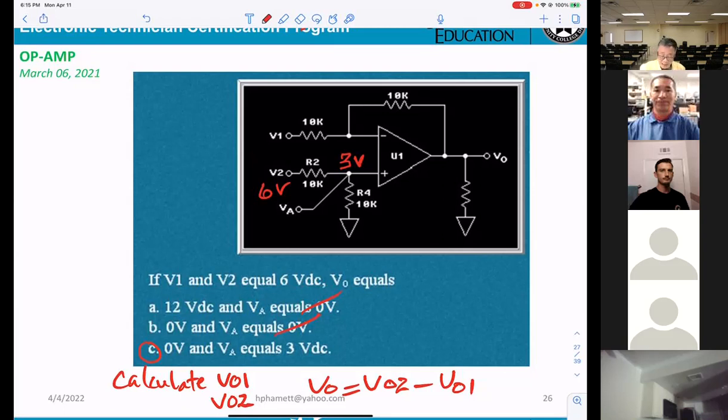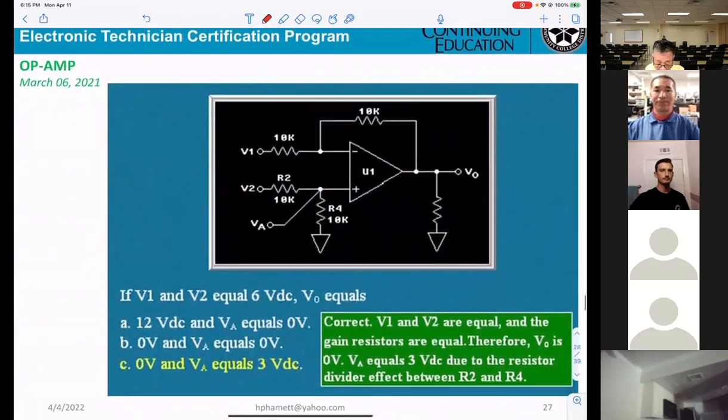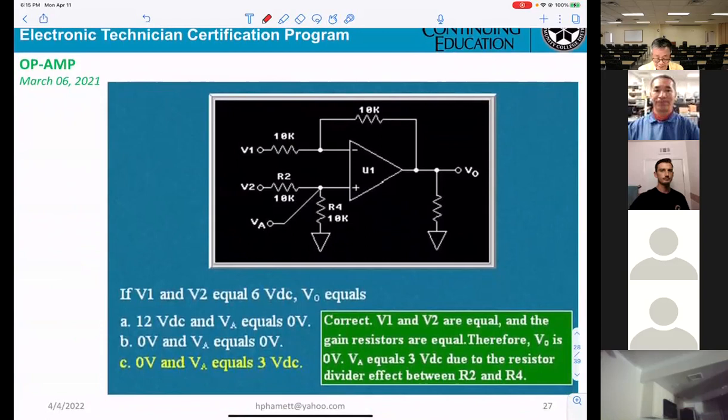If you're doing the calculation, you get VO 1 and 2. They will be the same value, but with opposite polarity. So they cancel out. See that? This is the answer. C.